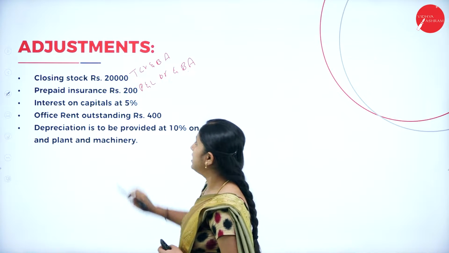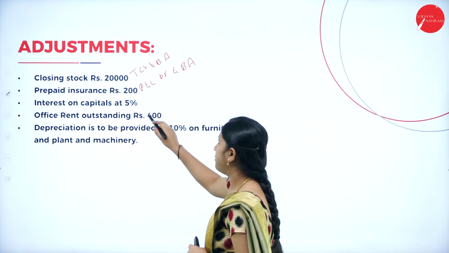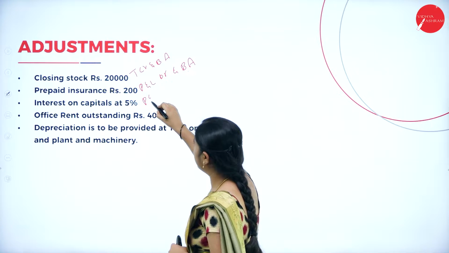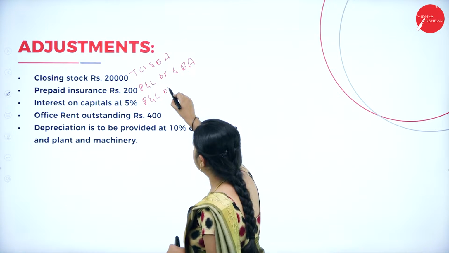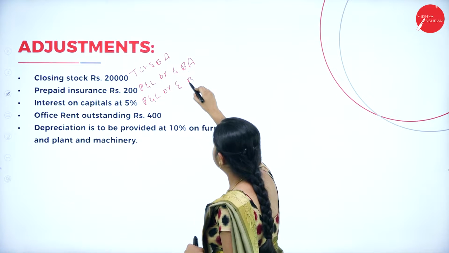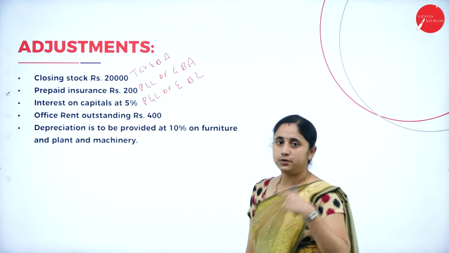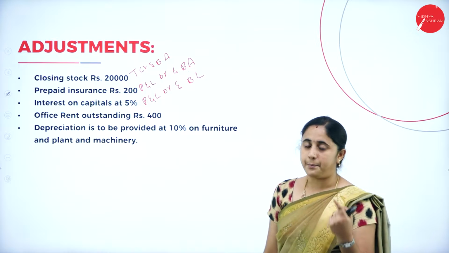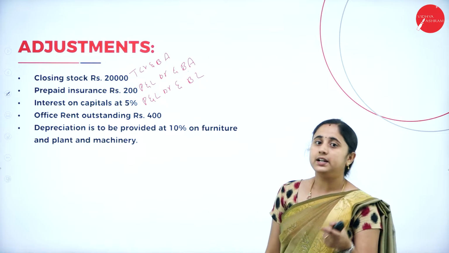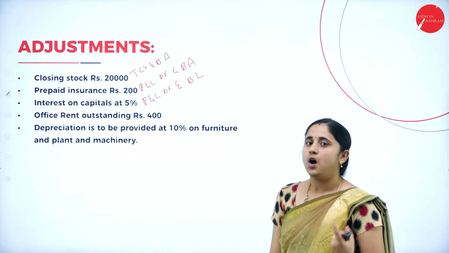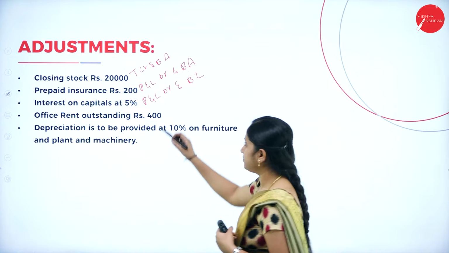Then interest on capital. Interest on capital, indirect expense, profit and loss account debit side, and again balance sheet, liability side. You will add it with the capital. Capital, add interest on capital. Again add net profit or less net loss.